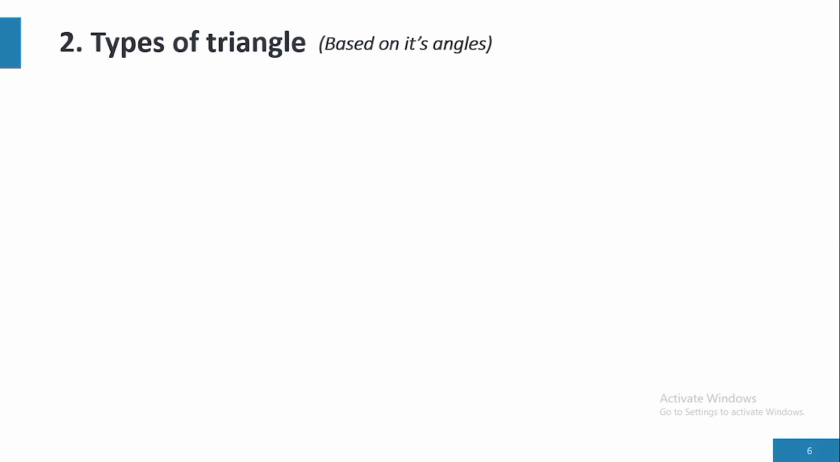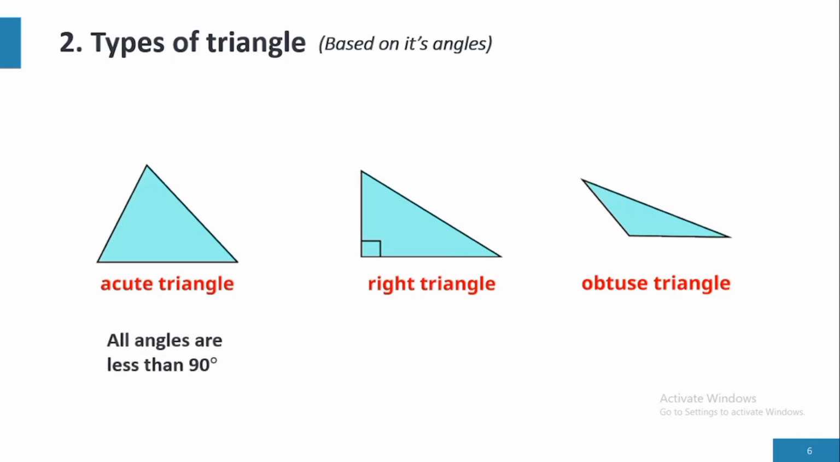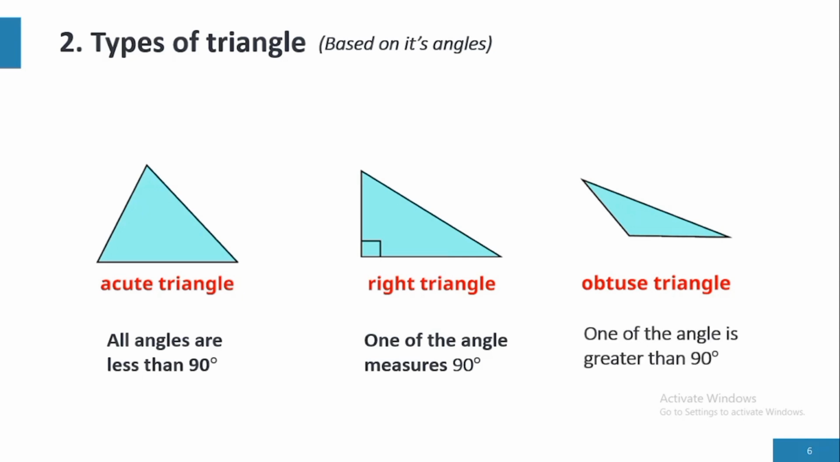Second important thing is types of triangle based upon angle. Okay, let's see what they are. First is acute triangle, second is right triangle, third is obtuse triangle. Now what is the difference? Acute triangle is the triangle which has all three angles less than 90 degrees. Right triangle is a triangle which has any one angle measuring 90 degrees. And obtuse triangle is a triangle in which any one angle measures greater than 90 degrees.